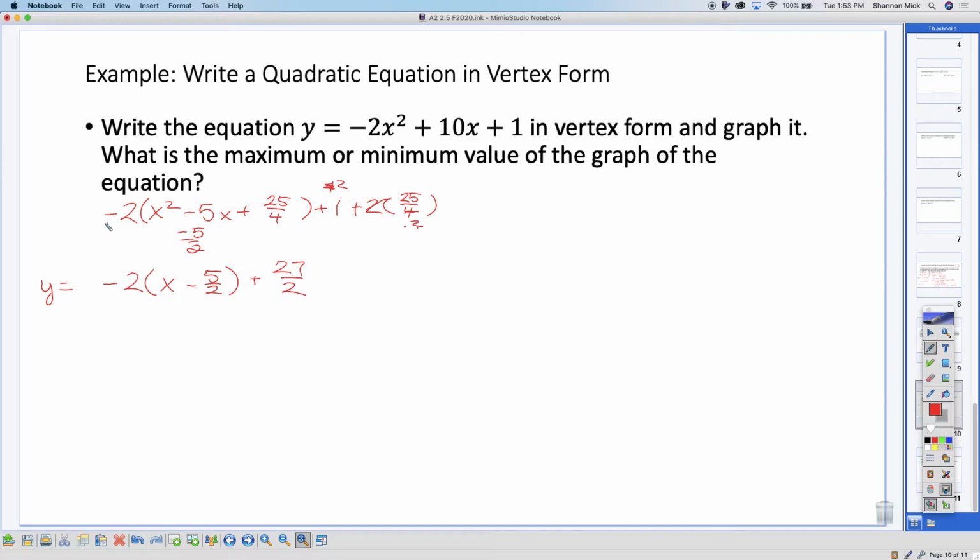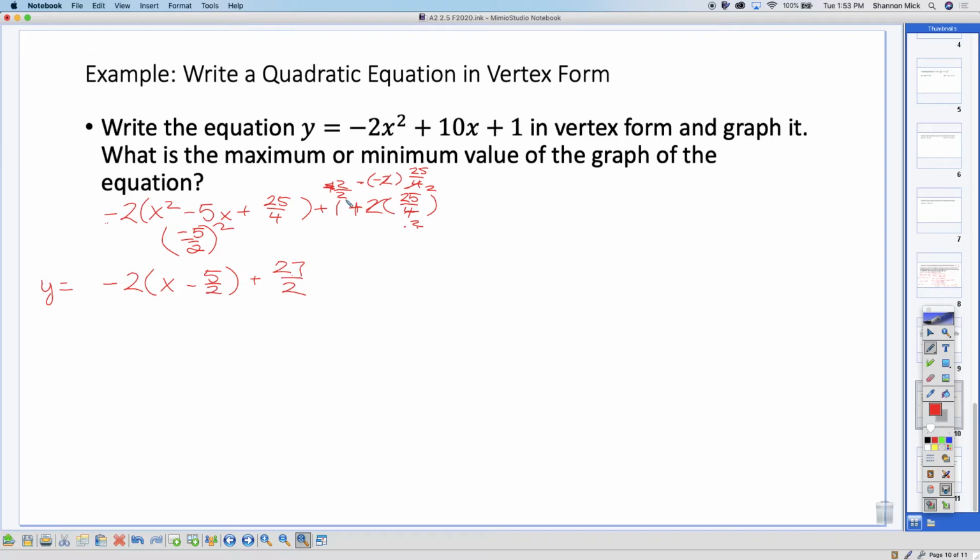Okay, so -5/2 squared is what? 25/4, yes? And this was -2 times 25/4. Negative and negative is a positive. 2 goes into 4 twice. So I have 25/2. 1 has to be changed into 2/2, yes? So 25 plus 2 is 27. Guys, fractions are not going anywhere. We gotta keep working at them.